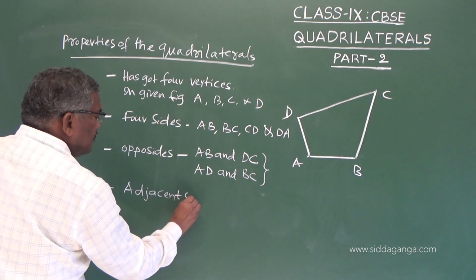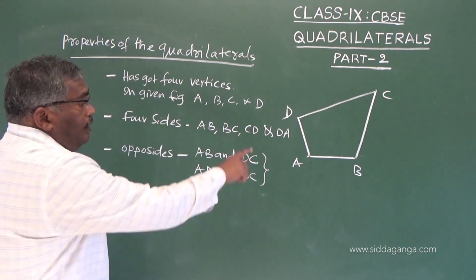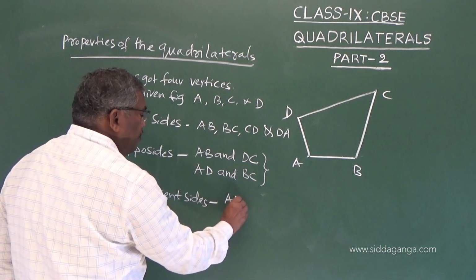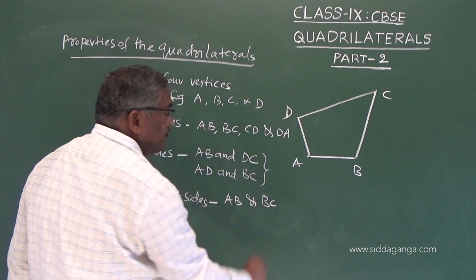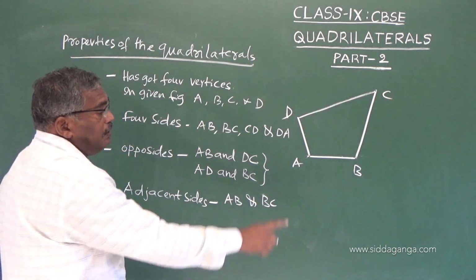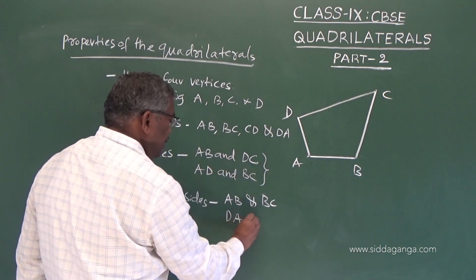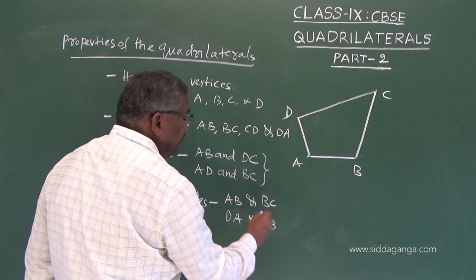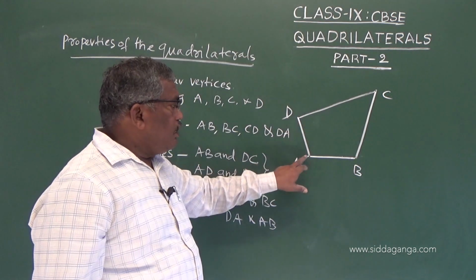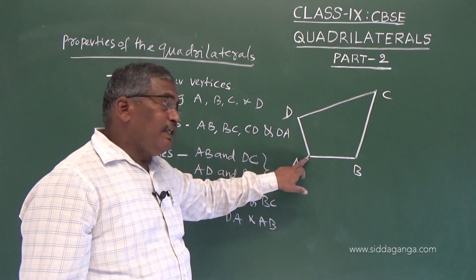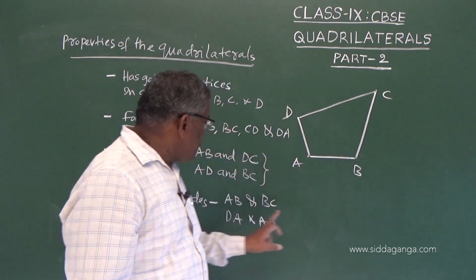Adjacent sides. So what are the adjacent sides available? AB and BC are adjacent. With respect to AB, I can say DA and AB are adjacent. See, these two are adjacent. Any two sides which are originating from a vertex, DA and AB are adjacent, AB and BC are adjacent.